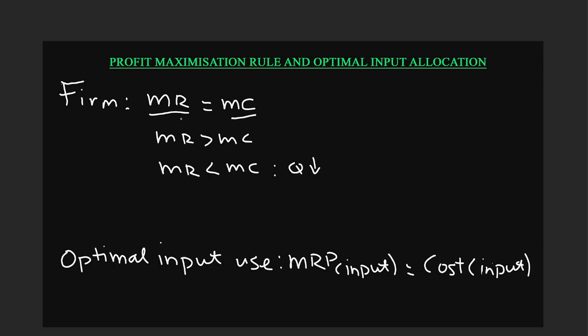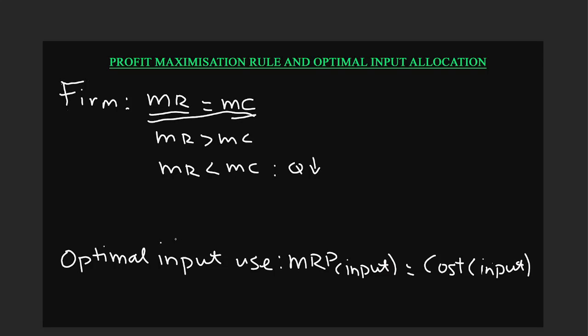The only time that the firm is indifferent about increasing production is where marginal revenue is equal to marginal cost. That is the only time that the firm will not increase production, because profit is maximized here. Each additional unit wouldn't add to profit, because the marginal revenue from that additional unit is equal to the marginal cost. So this is the rule at the firm level.